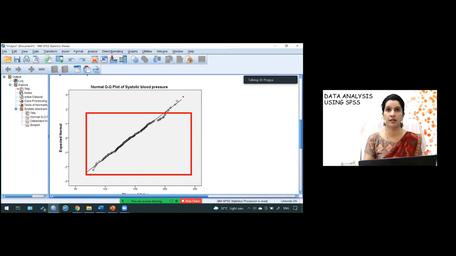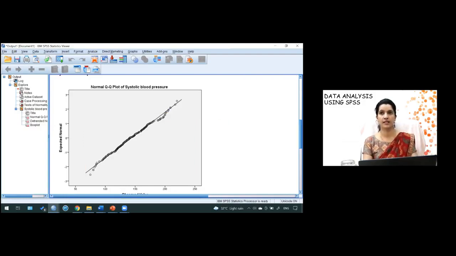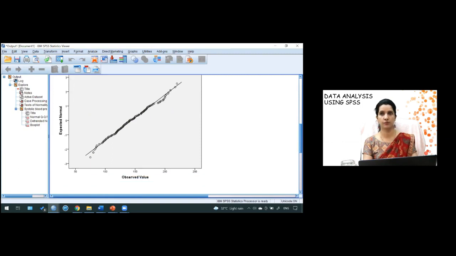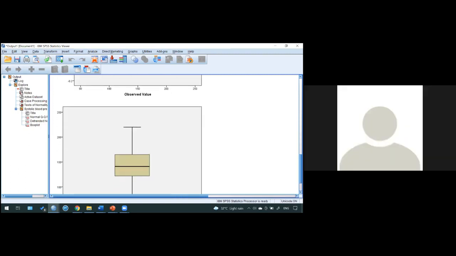Don't concentrate on the few values which are not on the line. It will not be exactly on that line. Rather, it will be very near to that line, and also the majority of the values. You can see the more tightly packed these circles are, that shows you that most of the values are normally distributed. So you can say that the data is normally distributed.